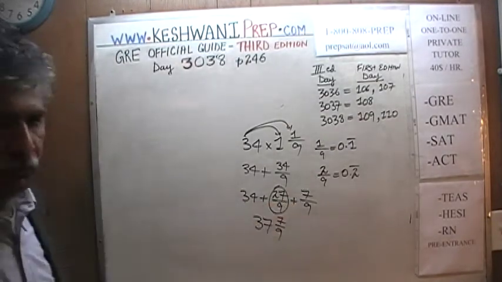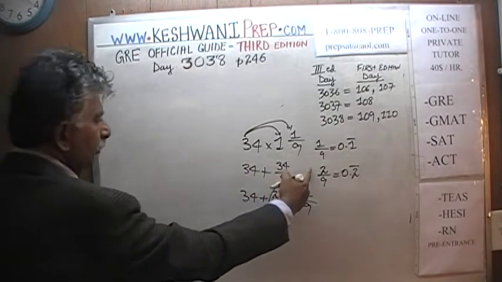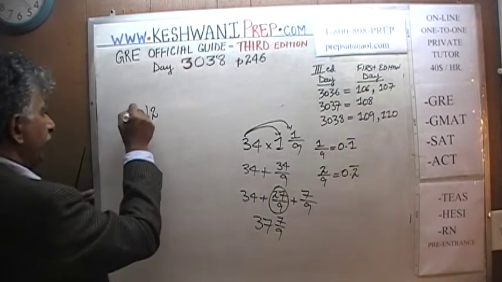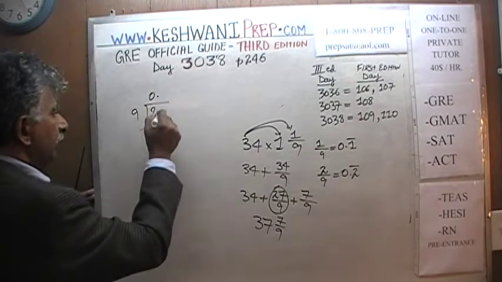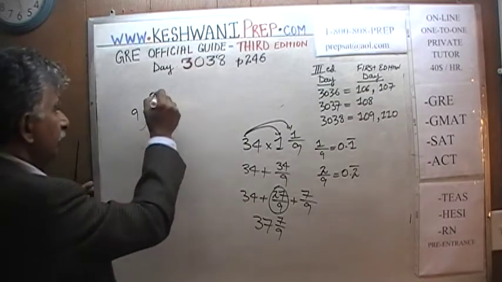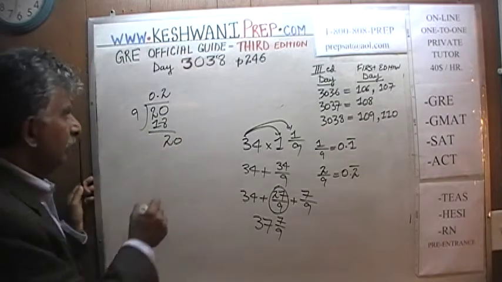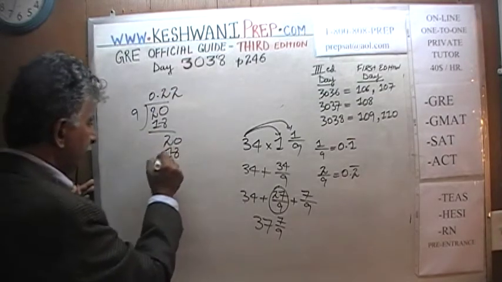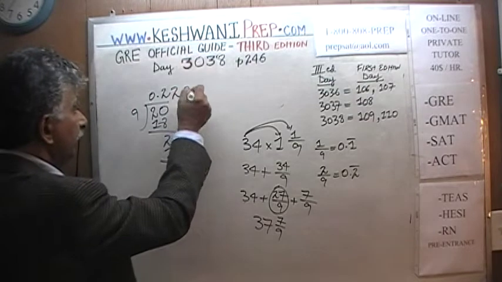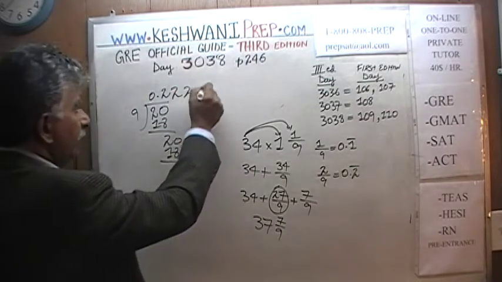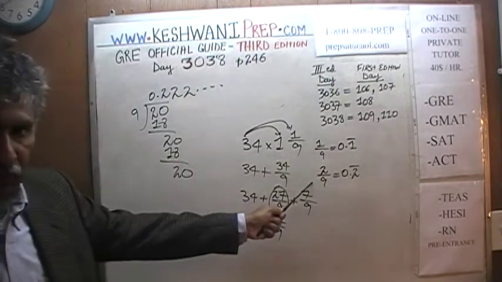For example, if you want to do 2 ninths, it's going to be 2 divided by 9. You put a decimal there, becomes a 20. 20 has 2 ninths, which is 18. We have a 2 again, put a 0 there. With 2 again, we have 18, 12, 20. 2 again is just 0.2 repeating. 2 ninths is 0.2 repeating.